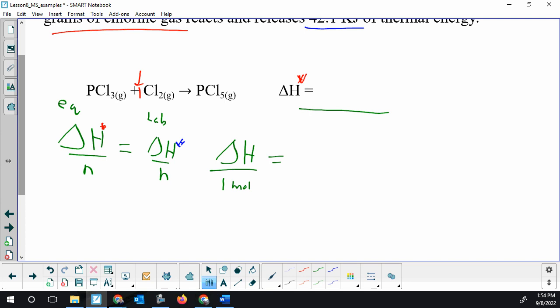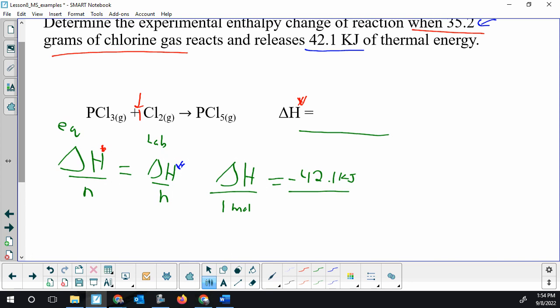Equals, now we're on the experimental side, the energy released was 42.1 kilojoules. It said released, so it's exothermic, negative, and I have to divide that by how many moles experimentally caused that, and we've got that typical mass to moles conversion. We've got to get moles of chlorine gas. Moles is mass divided by molar mass. 35.2 grams divided by diatomic chlorine, so 2 chlorines.